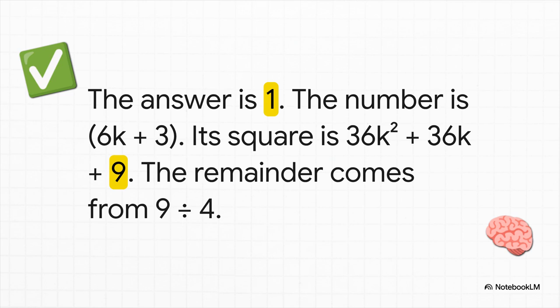A number that leaves a remainder of 3 when divided by 6 can be written as 6 times something plus 3. Let's call it 6k plus 3. Now, we square that whole thing. We get 36k squared plus 36k plus 9. Now, since 36 is divisible by 4, we can completely ignore those first two parts. Their remainder is 0. All we care about is the remainder of 9 divided by 4. And 9 divided by 4 leaves a remainder of 1.